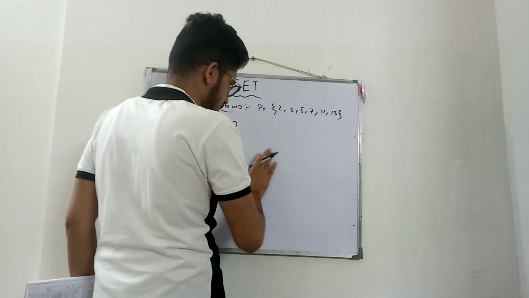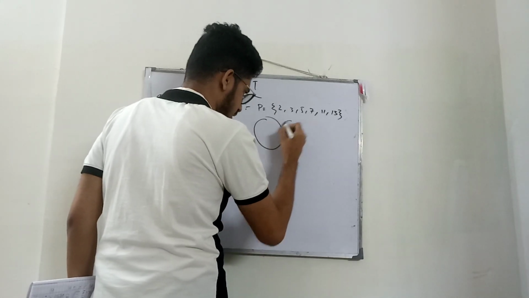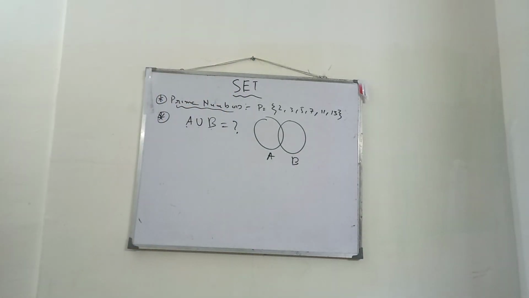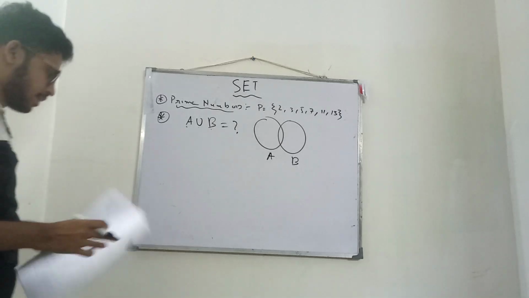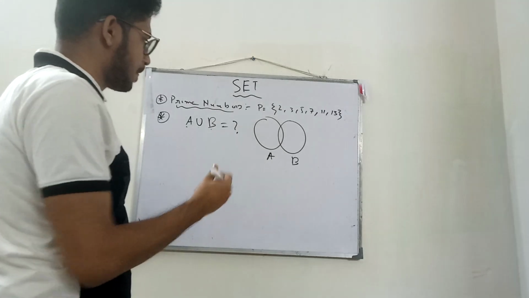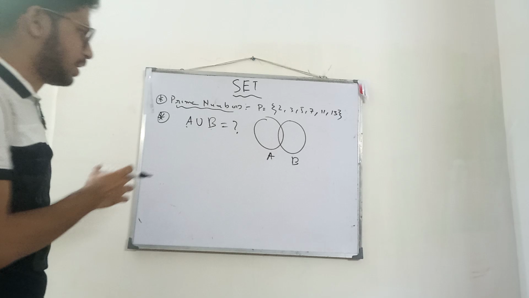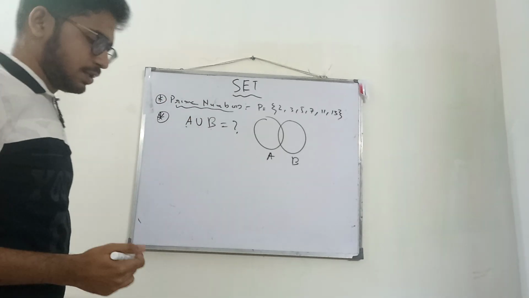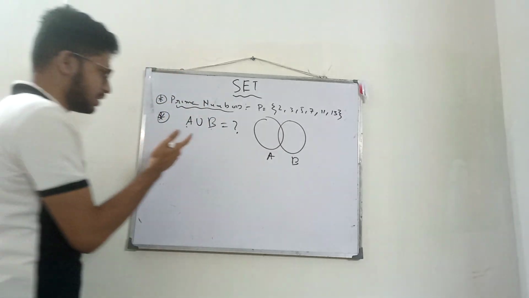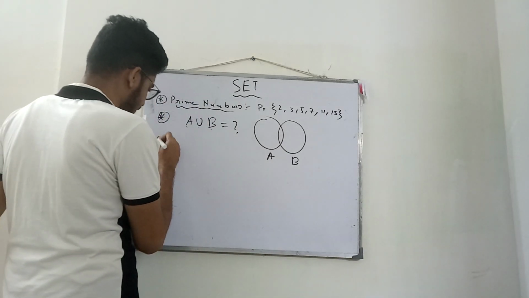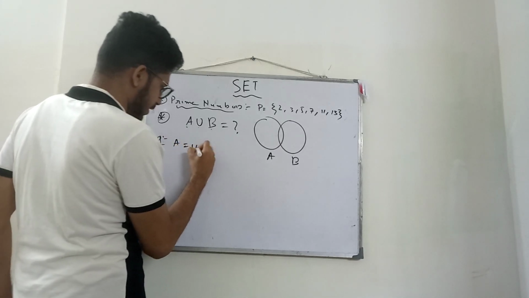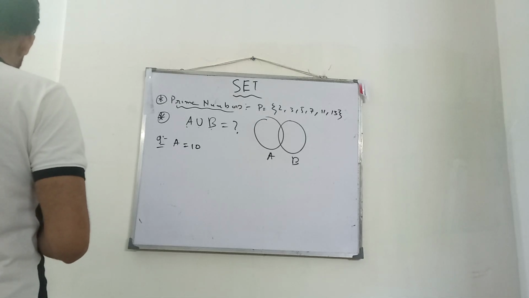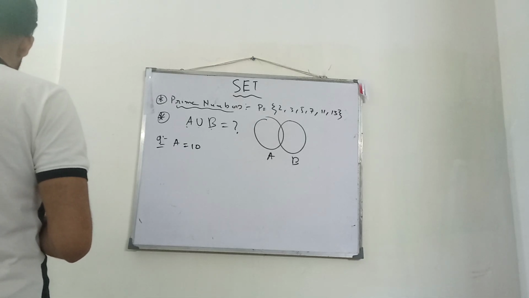Suppose a circle. This is A, and this is B. Now we will do some questions on this, then you will understand this concept very easily. We will directly go to the question. Suppose A is 10 and B is 8.